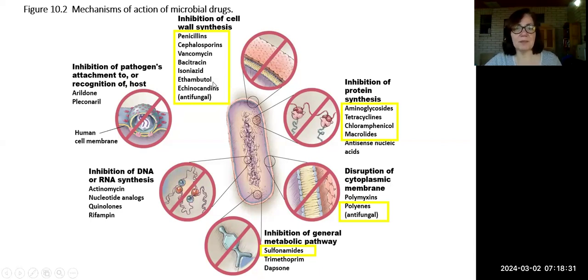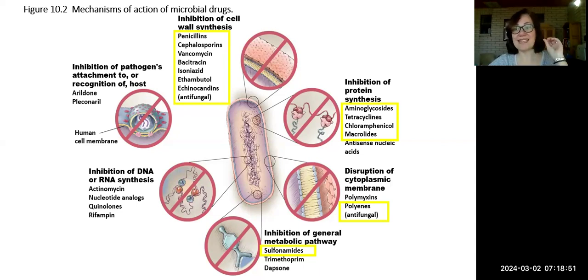Isoniazid, ethambutol, are all targeting the cell wall. Now, these are all for bacterial cell walls. There is an echinocandin that targets the cell wall of fungi, but the rest of these are all antibacterial medications.